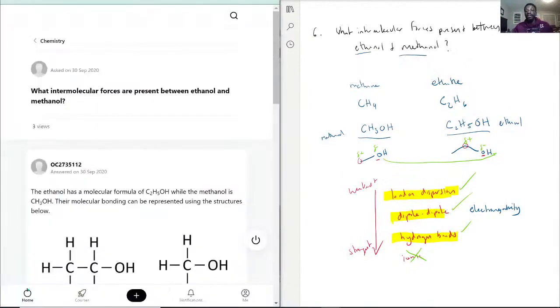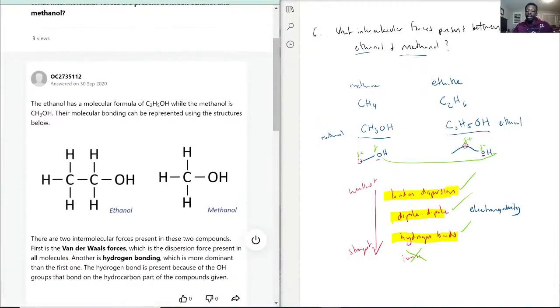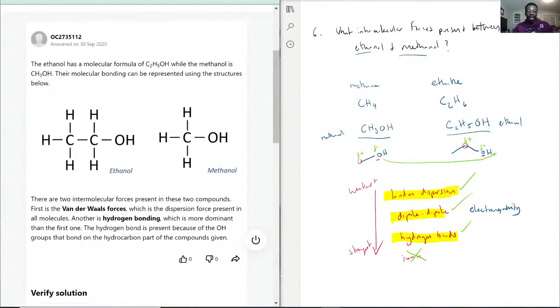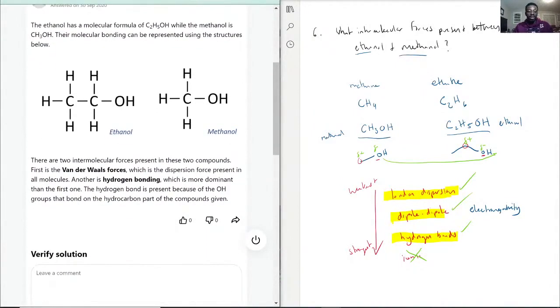Typically, maybe not always the case, but typically if you have a hydrogen bond, you most likely have dipole-dipole, because whatever the oxygen, nitrogen or fluorine is attached to is on the other end, and they're forming that dipole disparity, where one side is a little bit more positive and the other side is more negative. So we have the pictures correct for ethanol and methanol, so that's good. They talk about the van der Waals forces, which is the London dispersion. And the other one is hydrogen bonding, which is more dominant than the first one.